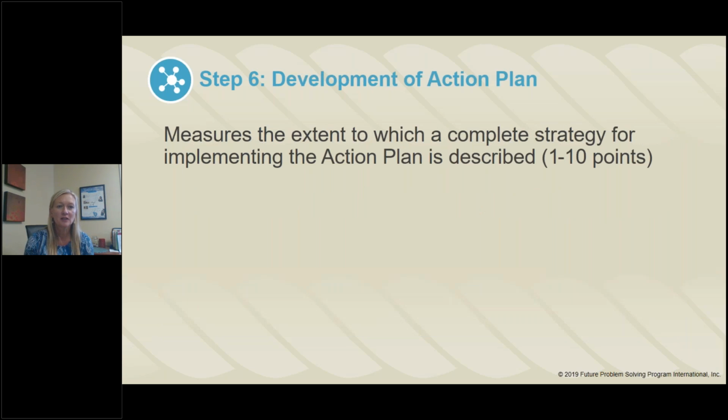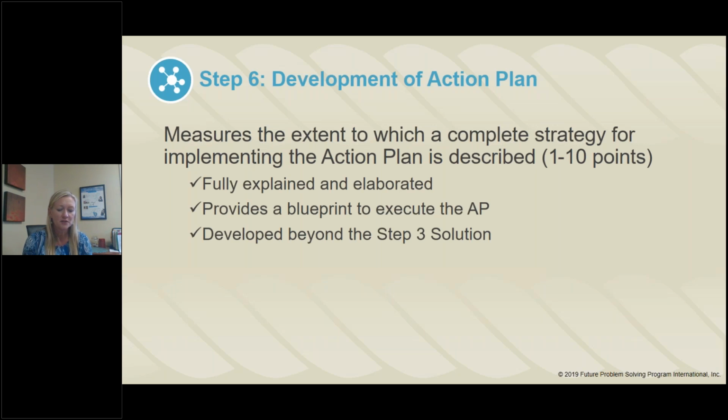And lastly, we take a look at the development of the action plan. How well do the students elaborate and explain all of the things they're doing? Is there a blueprint to execute the action plan? Do we know who's going to help the team solve this problem? Who might resist the team? How they might overcome those limitations?